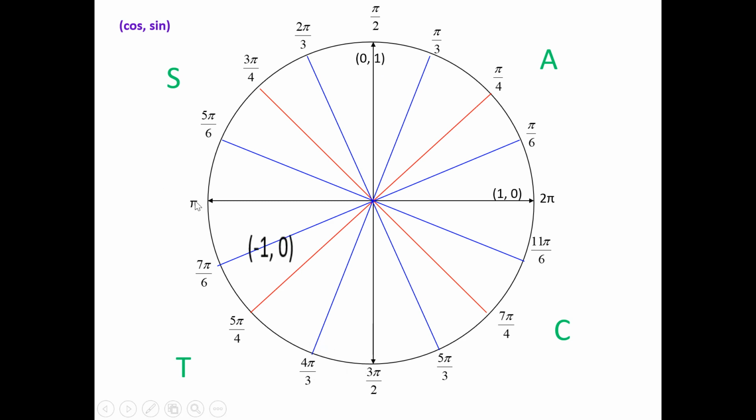All right. On pi, we are out -1, up 0. Okay. And then down at 3 pi over 2, we are out 0, down 1. Okay. So if I asked you to find the sine of 0 or 2 pi, you would tell me that it's 0 because that's the y coordinate. If I asked you to find the cosine of 0 or 2 pi, you would tell me that it is 1.